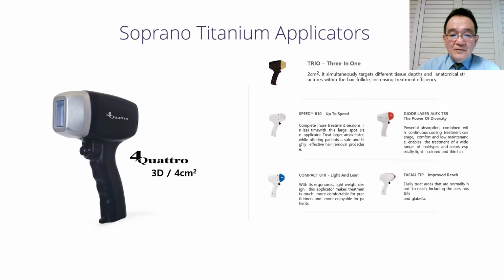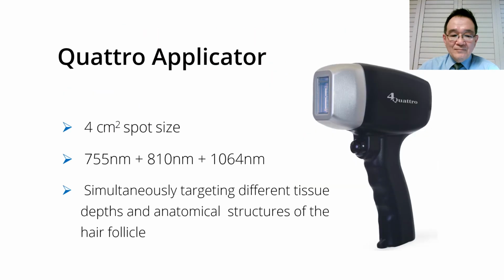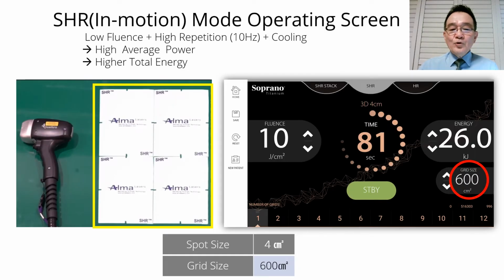There are 6 Soprano Titanium applicators. I'll talk about the Quattro handpiece today. The spot size of the Quattro applicator is 4 square centimeter, and there are 3 wavelengths in the Quattro applicator: 755, 810, and 1064 nanometer. The in-motion mode with low fluence multipass technique is unique in Soprano Titanium. The software suggests the treatment time depending on the grid size and type of handpiece.